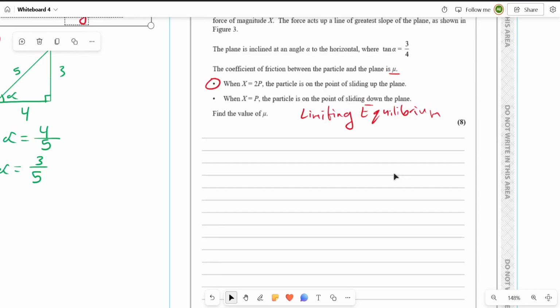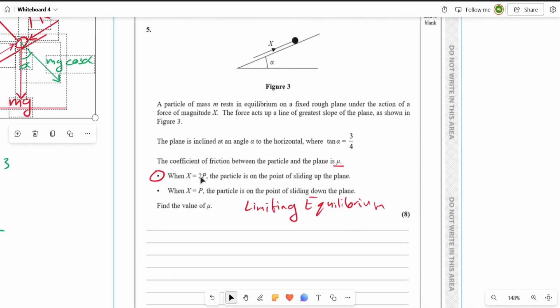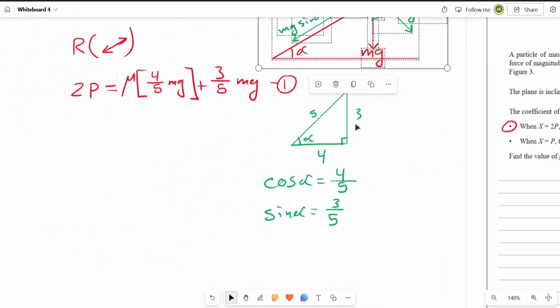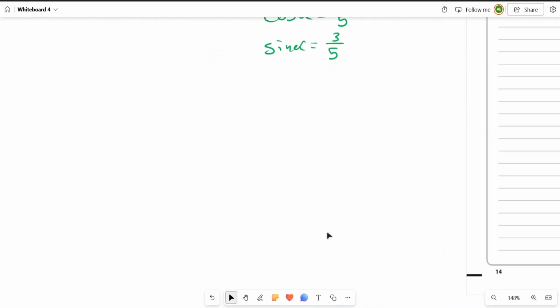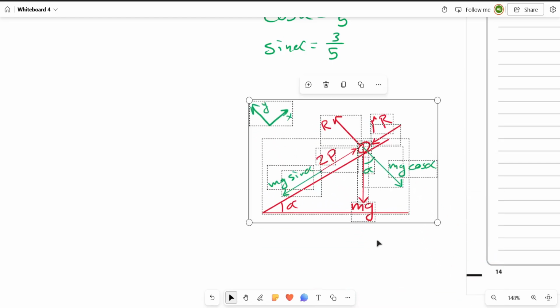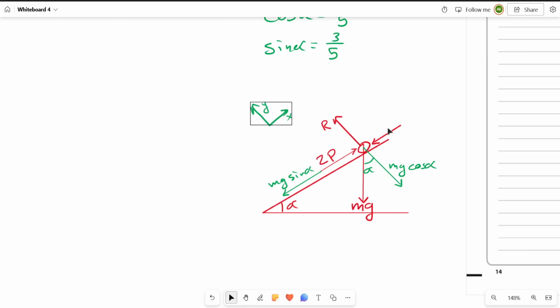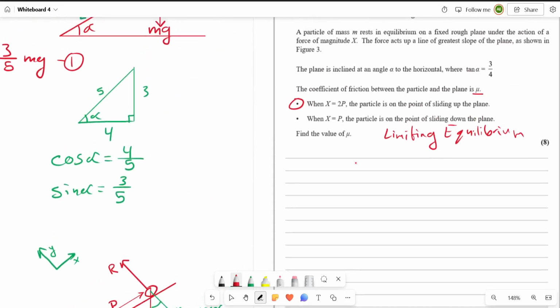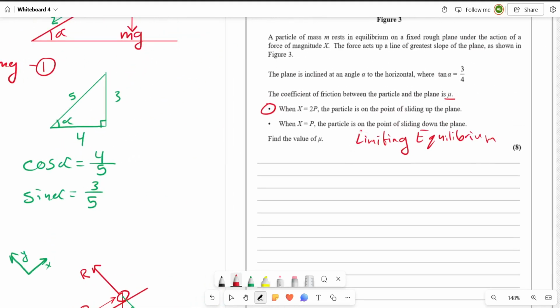Let's copy. So now it tells me when x is now different. X is now no longer 2p, it's now p. The particle is on the point of sliding down the plane. So again, if I came here and I pasted this, now let's remove these forces. The forces in the direction perpendicular to the slope are not going to change. We're just going to have an R and an mg cosine theta. This mg sine theta is also not going to change. The only thing that's going to change is this 2p. Instead of 2p, it's just going to be p. And now what changed is that the particle now is on the point of sliding down the plane.